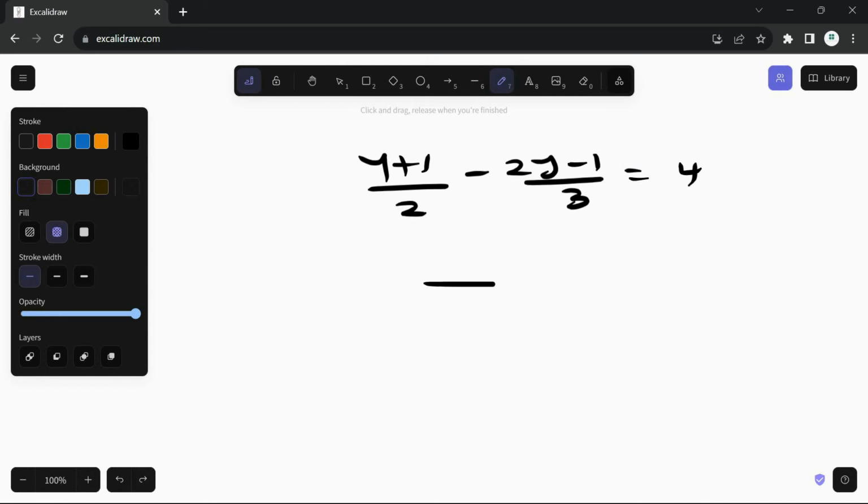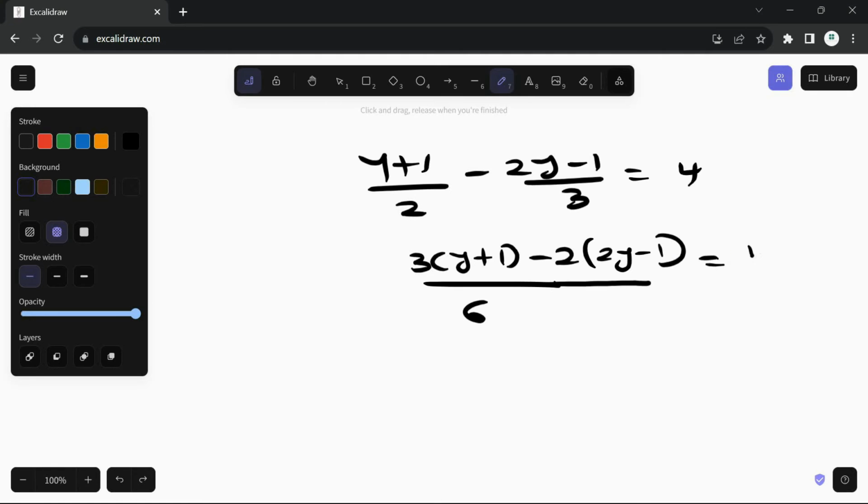So first things first, we need to find the LCM. 2 and 3, LCM is 6. 6 and 2 is 3, 3 times this guy is 3 open brackets y plus 1, right? So minus, 6 and 3 is 2, 2 times this guy is 2 open brackets 2y minus 1, is equal to 4.